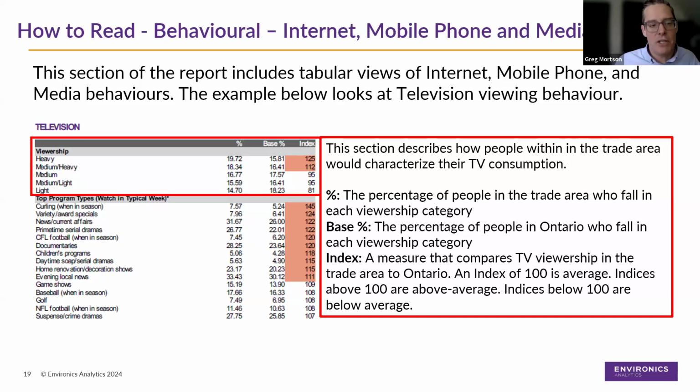We can see here, I'm just going to look at that heavy viewership level, and these are people who consider themselves heavy TV watchers. 19.72% of the population within my trade area, almost 20% of the population, considers themselves heavy TV watchers. If you look at this base for percentage value, that's the province. So you can say for Ontario, 15.81% of the population considers themselves heavy TV viewers.